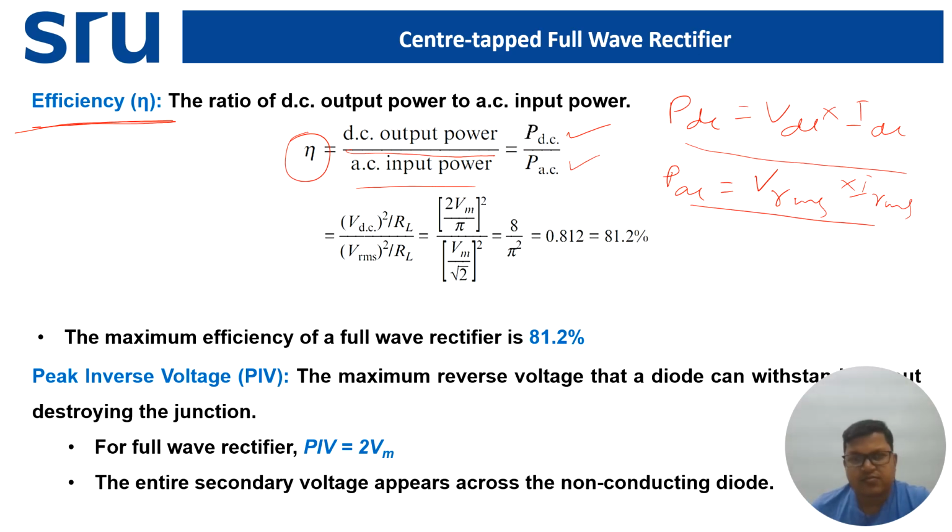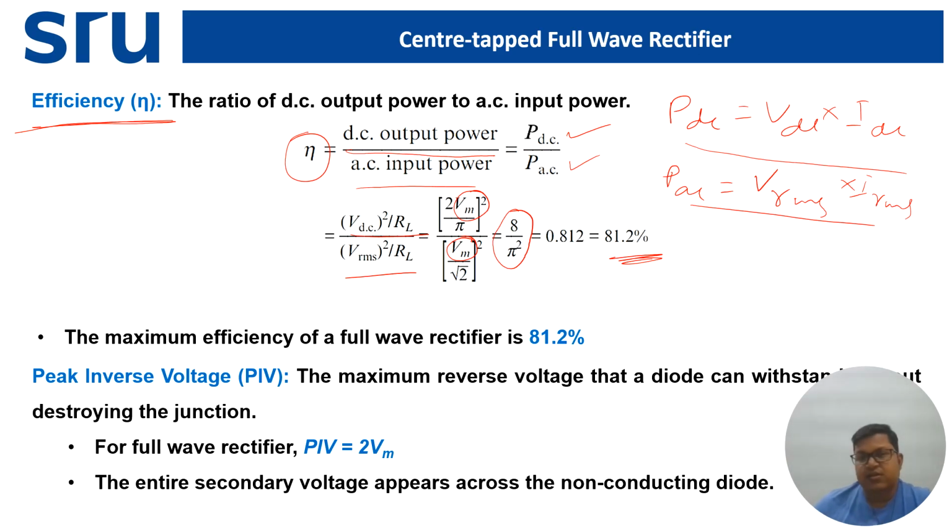We can further simplify this without putting in this formula as well, so you can do it both ways. Anyway, after putting in all these values, we can easily see that this term will also be independent of Vm. After putting in the final value, we see this is 8 by pi square, which is purely a numerical value, and essentially it becomes 81.2%. That means the efficiency is 81.2%.